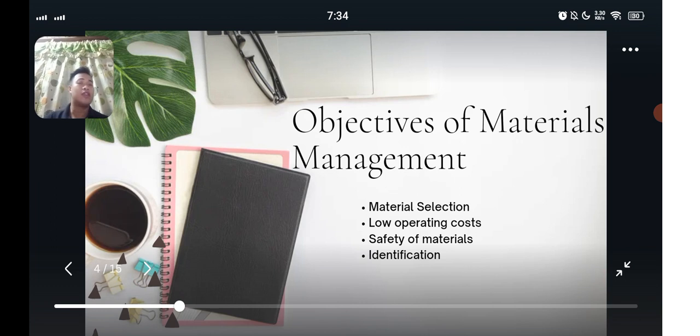In low operating cost, one should make an effort to maintain low operating costs while increasing profits without sacrificing quality. The next one is safety of materials. With careful management, all incoming, outgoing, and stock goods will always be protected against theft, damage, and expiration. In identification, order and procurement misunderstandings will be reduced with the help of materials management. So that's all for the objectives of materials management. Let's proceed.